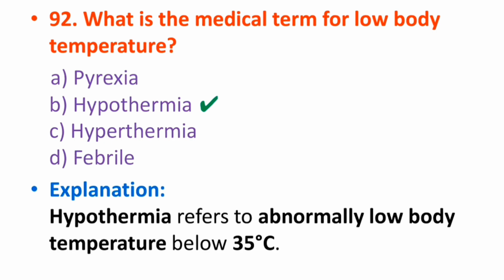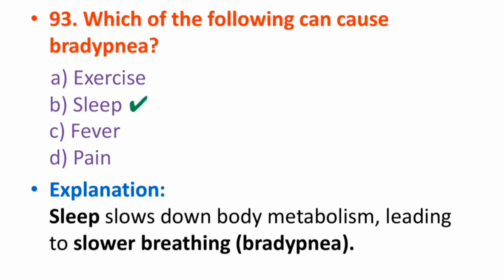What is the medical term for low body temperature? Option A, pyrexia. Option B, hypothermia. Option C, hyperthermia. Option D, febrile. The correct answer is option B, hypothermia. Hypothermia refers to abnormally low body temperature below 35 degrees Celsius. Hypothermia is a medical term for low body temperature.